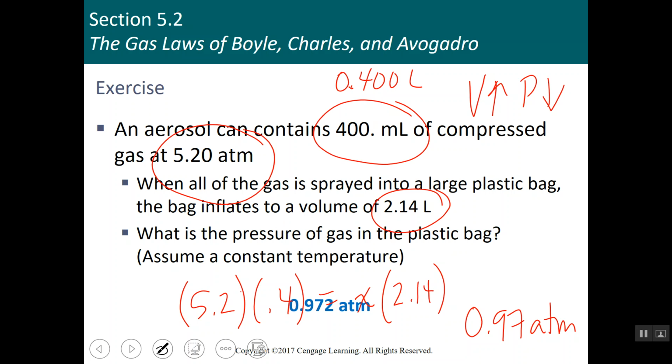And they used one more significant figure, which I should have added on there, because 3 sig figs, 3 sig figs, 3 sig figs, so 0.972.